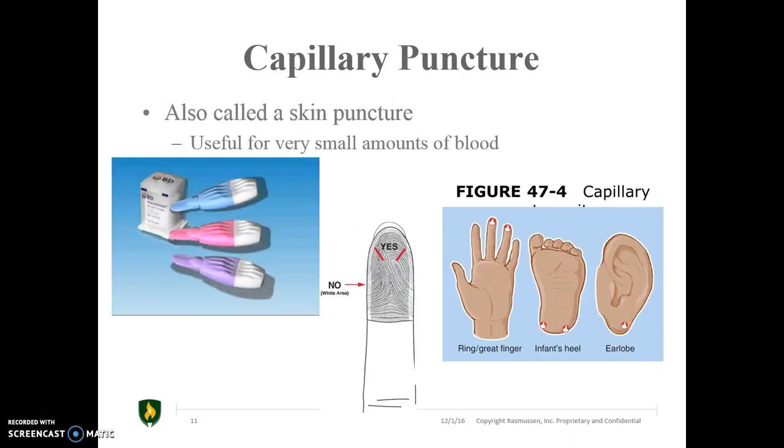So the last thing I want to discuss in this chapter is capillary punctures. This is also called a skin puncture, and it is used when a very small amount of blood is needed. The appropriate sites for adults are the middle or ring finger, third or fourth digit, on either hand, but preferably your non-dominant. When you use these fingers, you want to use the outside fatty edges. You can also use the earlobe or the infant's heel, but typically after the age of about 1 or 2, we stop using the heel for infants.